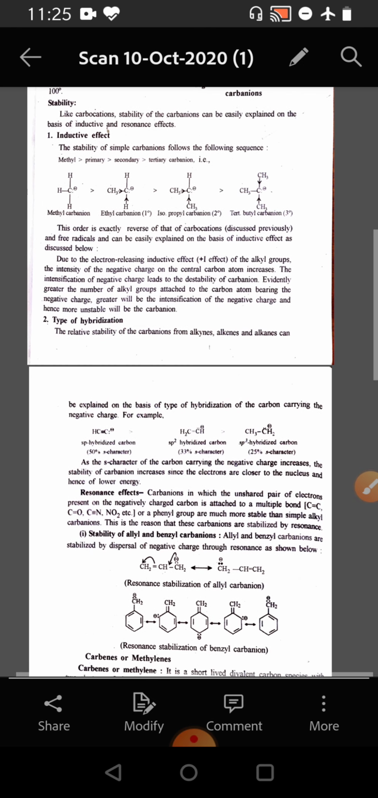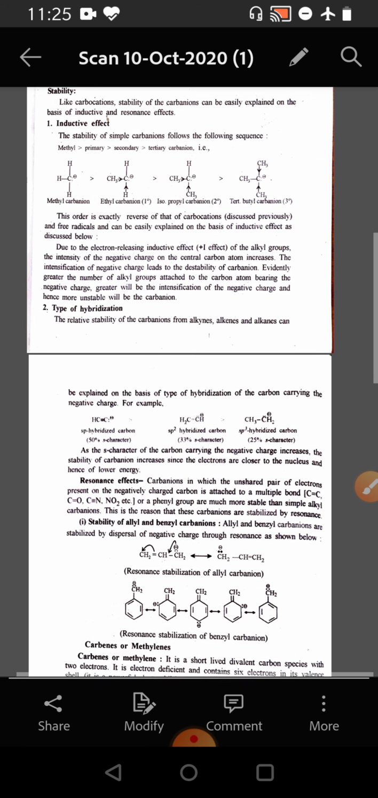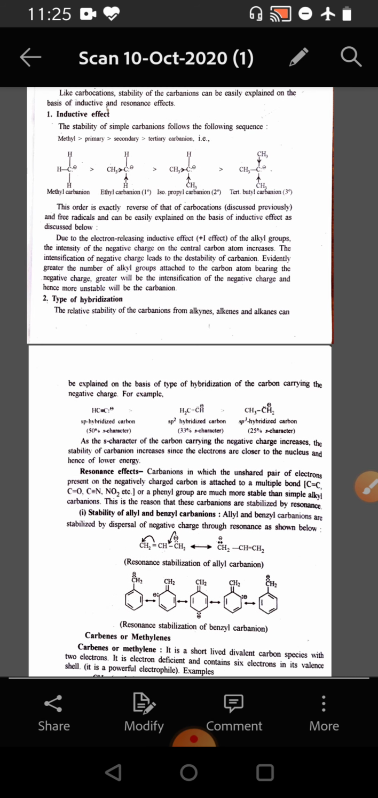If we consider their stability, then we see that like carbocation, stability of the carbanions can be easily explained on the basis of the inductive and resonance effects. First, let's consider inductive effect. The stability of the simple carbanion follows the following sequence. Methyl carbanion is more stable than ethyl carbanion, which is more stable than isopropyl carbanion, which in turn is more stable than tert-butyl carbanion. So we see that the methyl carbanion is the most stable and tert-butyl carbanion is the least stable.